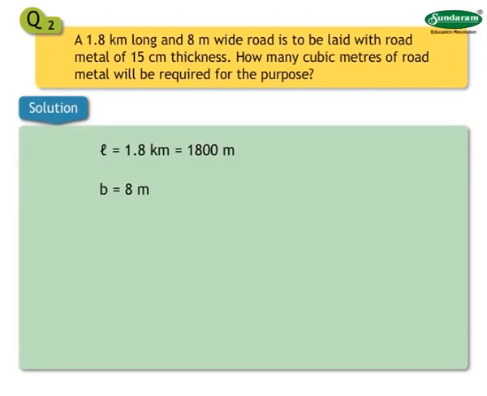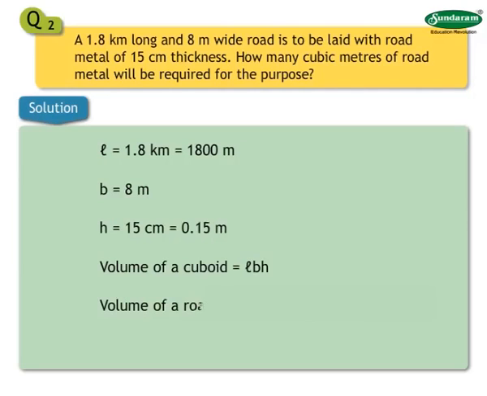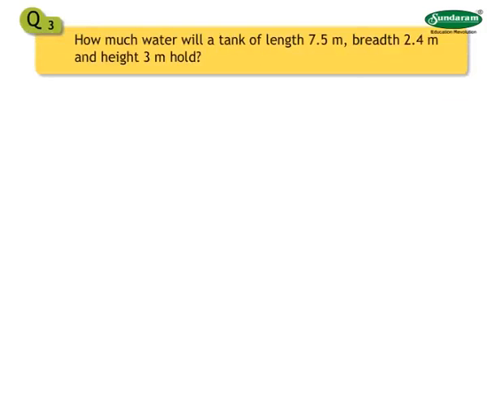Breadth is 8 meters and length of road is 15 centimeters, which is equal to 0.15 meters. Volume of a cuboid is equal to length into breadth into height. Volume of road metal required is length into breadth into height, which is equal to 1800 into 8 into 0.15. Hence, volume is 2160 cubic meters.